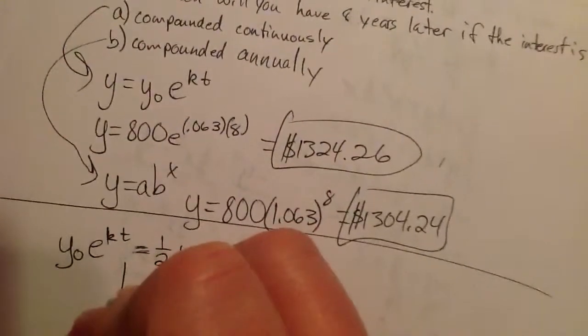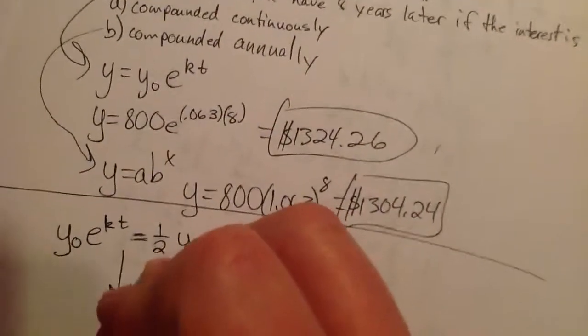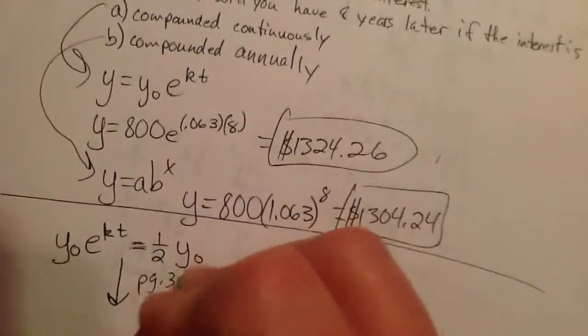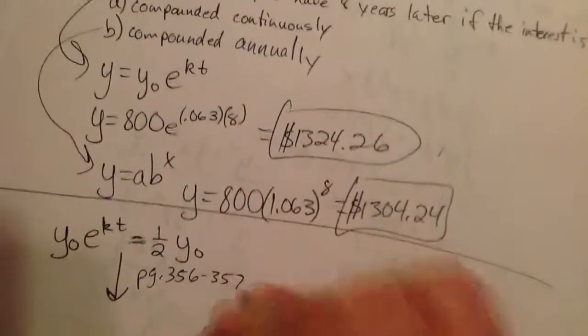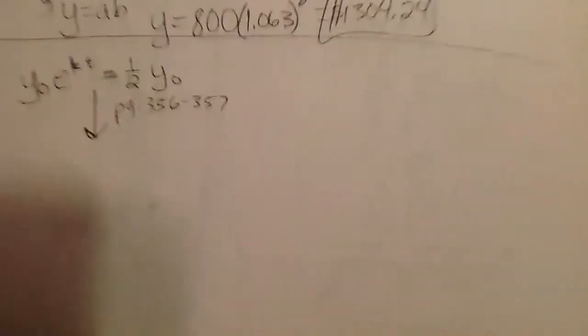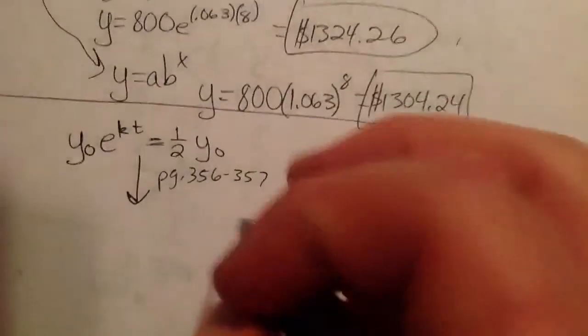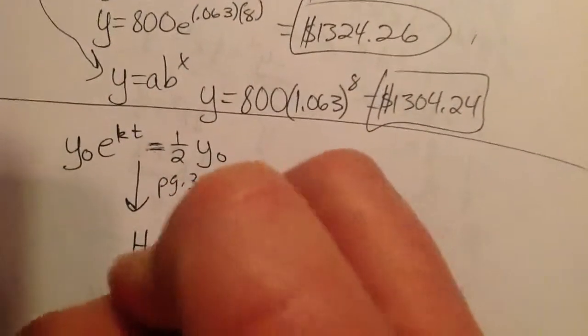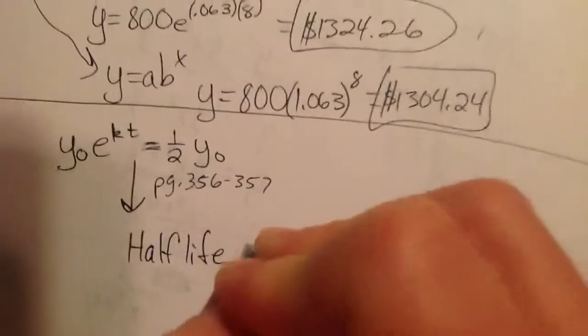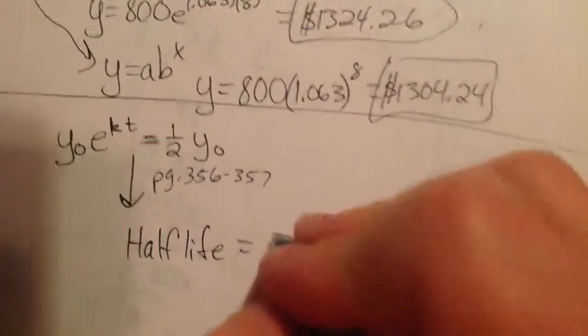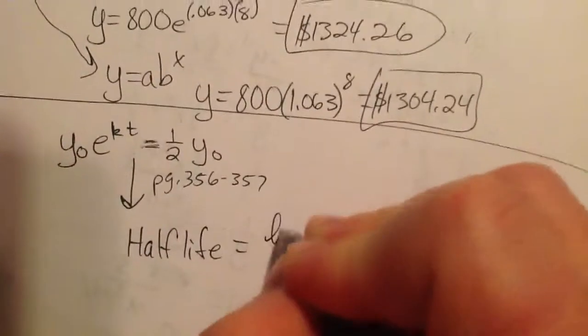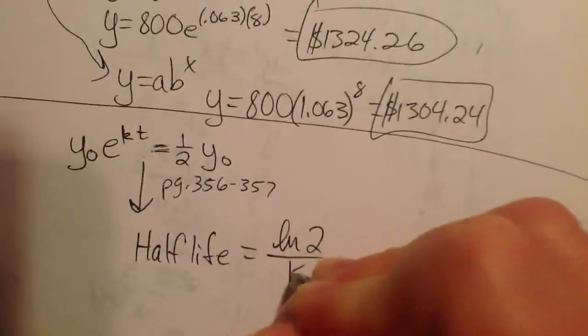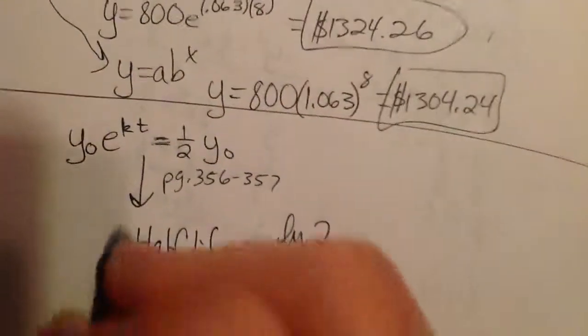If I solve for t in this equation, which they do on page 356, 357, there's the proof. As it turns out, half-life always equals the ln of 2 divided by k. Kind of weird.